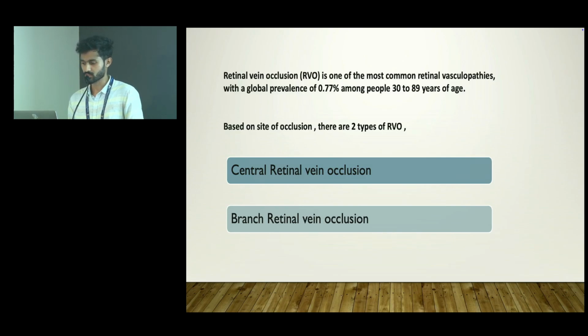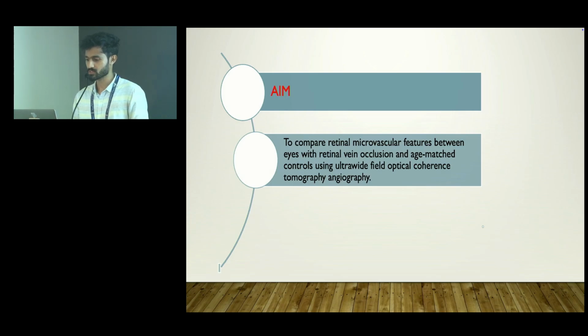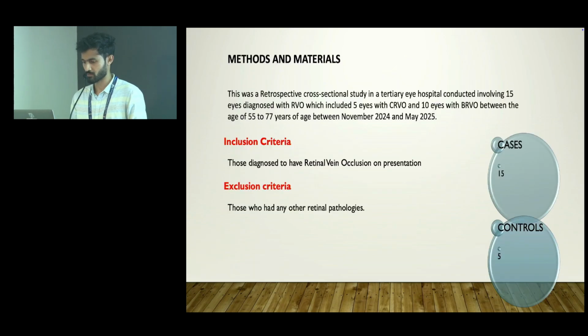Based on site of occlusion, there are two types of retinal vein occlusion, the central retinal vein occlusion and the branched retinal vein occlusion. The aim of our study is to compare retinal microvasculature features between eyes with retinal vein occlusion and age-matched controls using ultra-widefield optical coherence tomography angiography.